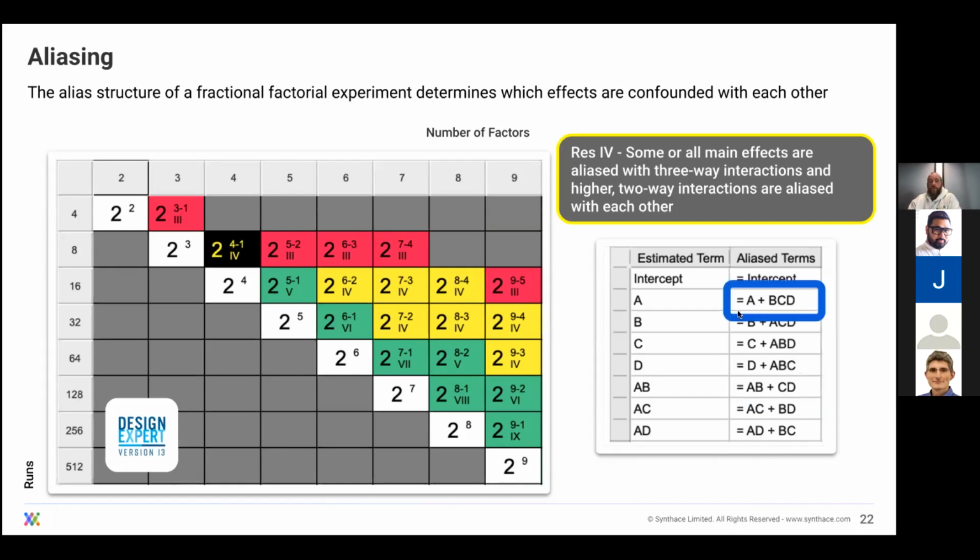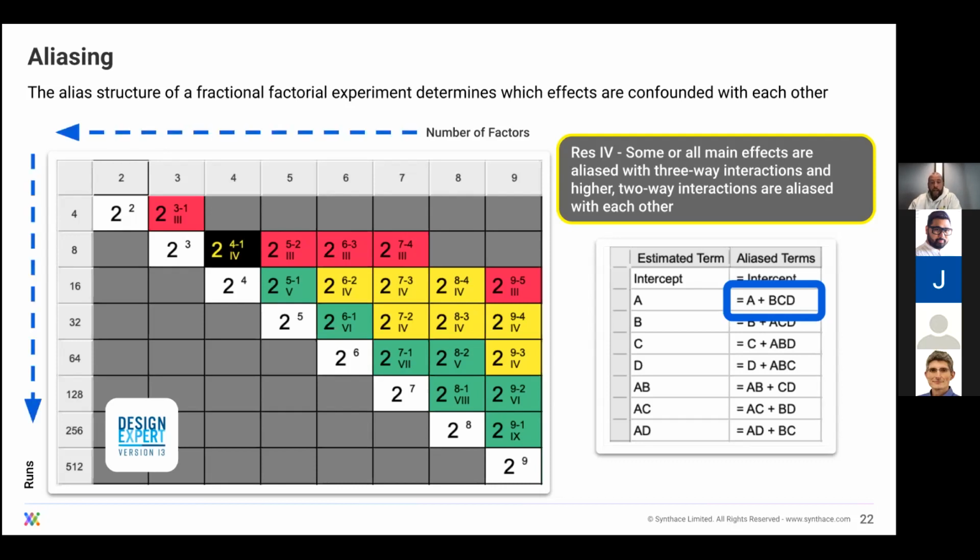And here with resolution 4 designs, some of the main effects are confounded with three-way interactions. In other words, the main effect of substrate concentration is confounded with the three-way interaction of pH, solubility agent, and exposure time. When assessing this, you may use your process knowledge and think that three-way interactions are pretty rare. So if I see this aliased effect, I would judge it to be the main effect of A.